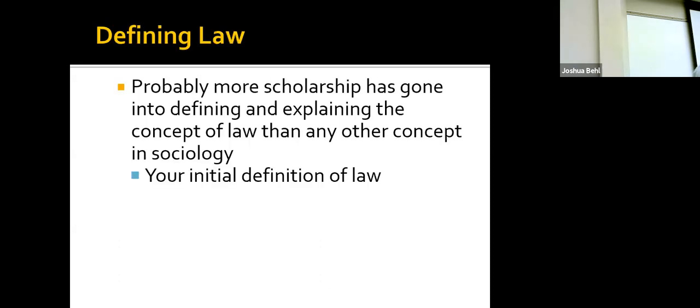So this is definitely, by the way, a multiple choice question on your exam. Probably more scholarship has gone into defining and explaining the concept of what? How fun, right? You're welcome. Write that down. So law is probably one of the most common concepts studied in sociology, and more research and scholarship has been dedicated to this topic than any other topic in sociology. Why do you think that is?